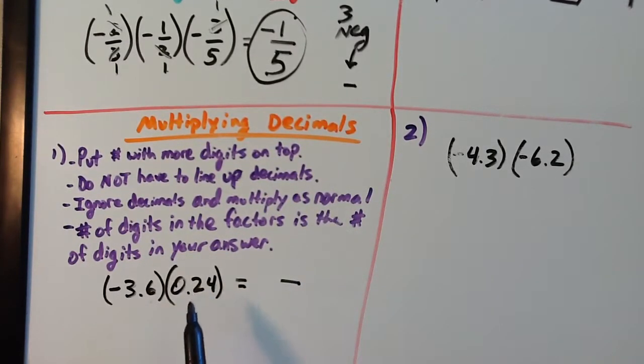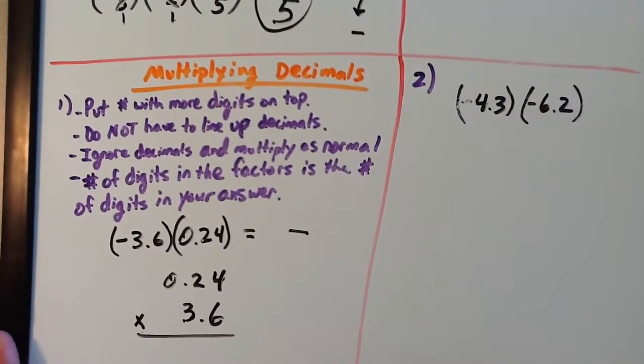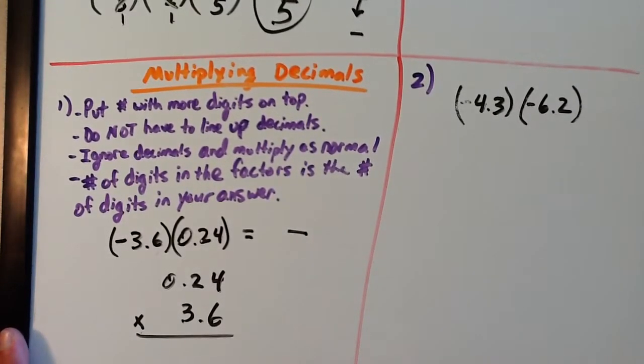I know my answer is going to be negative something. This number has more digits in it, right? It has 1, 2, 3 digits. So I'm going to put that number in the top. I'm going to put this number in the bottom. Okay, and of course I'm going to multiply. As you can see, my decimals aren't lined up, and that's okay because I don't need to line them up when multiplying. So let's multiply as normal.